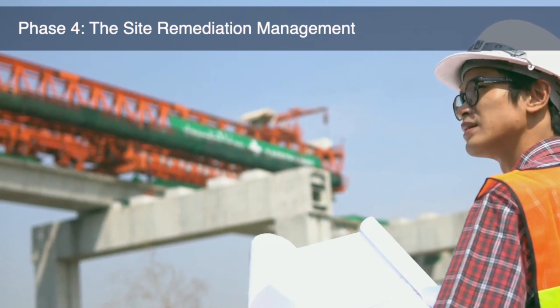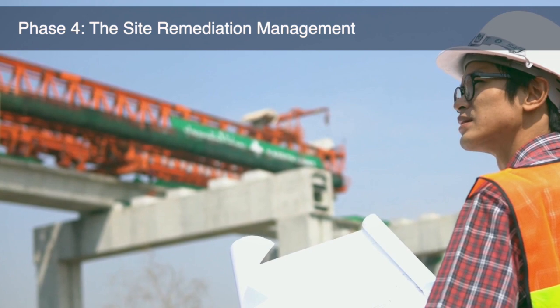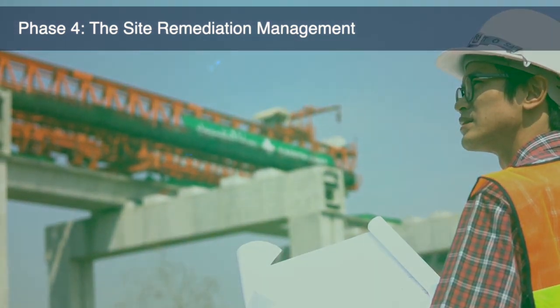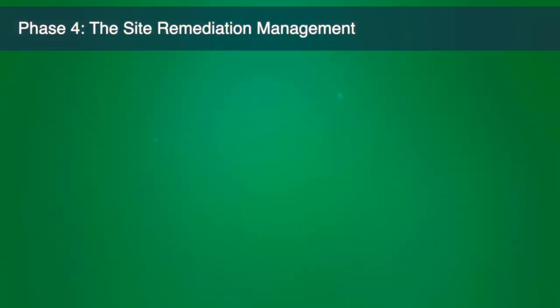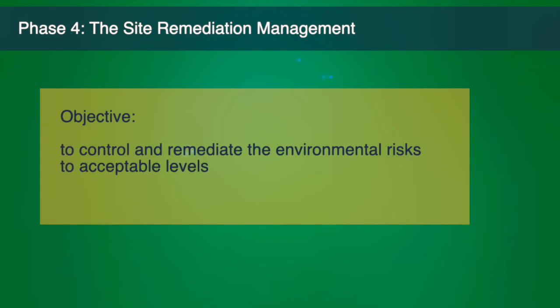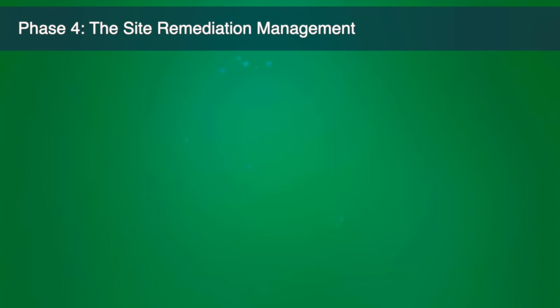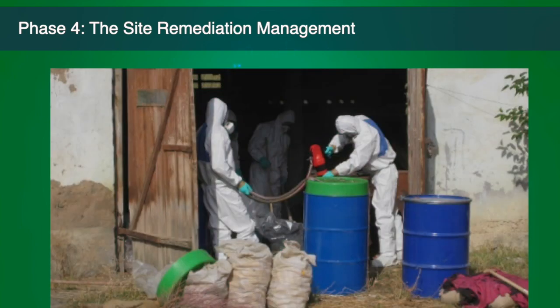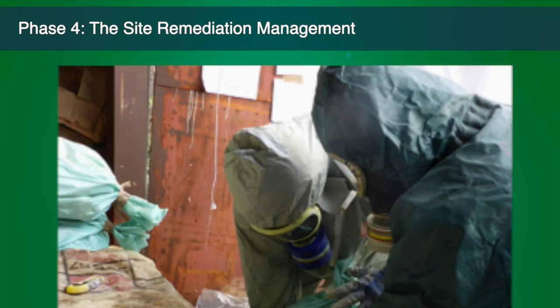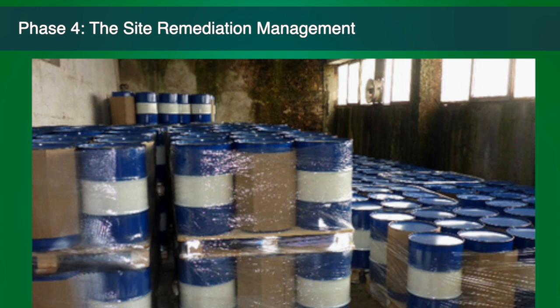Once a contracting firm is contracted to carry out the remediation in conformity with the terms of reference, Phase 4, the site remediation management, starts. The objective of this phase is to control and/or remediate the environmental risks to acceptable levels. This phase comprises the actual site remediation works, often executed by a specialized contractor, and the supervision and monitoring of these works are often provided by an independent consultancy.